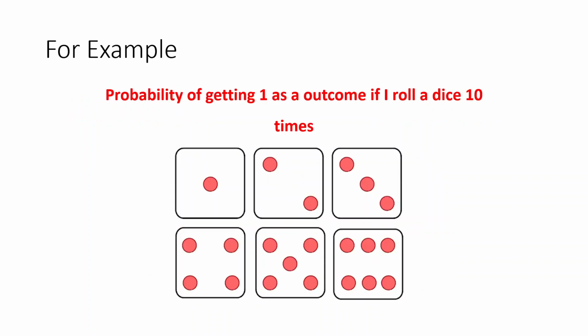Here is another example. I want to measure the probability of getting 1 as the outcome if I roll a dice 10 times. If I roll a dice, I can get anything as an output between 1 to 6. But I want to measure the probability of getting 1 one time, or 1 two times, or 1 three times if I roll a dice 10 times. If you have any of these kinds of requirements, then the binomial distribution can be used.